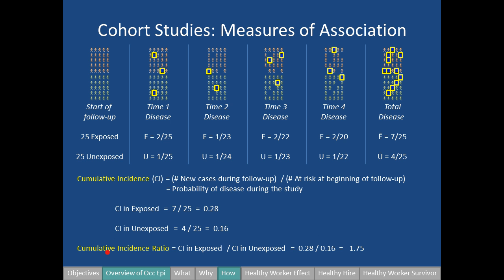So the cumulative incidence ratio is 1.75. Now, the cumulative incidence ratio is sometimes called the risk ratio because the cumulative incidence is the risk. So cumulative incidence ratio of 1.75. Now, what does this number mean?